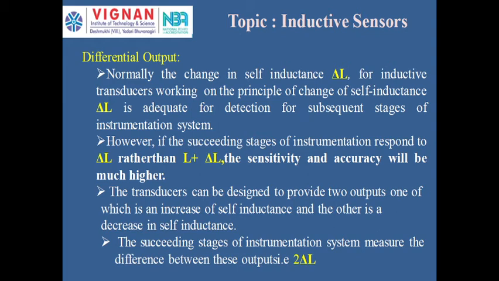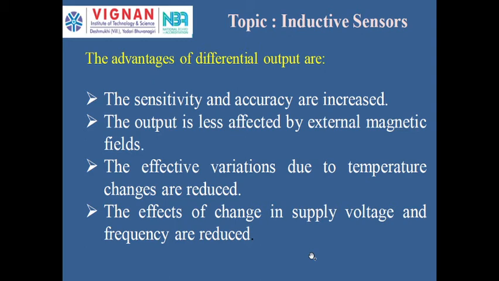So this type of transducer can be designed to provide two outputs, one of which provides an increase of self-inductance and the other a decrease in self-inductance. Therefore, the next phase of the instrument system measures the difference between these outputs, that is 2 delta L. So these types of transducers are called differential output. Why? Because we are going to take the difference between the two outputs.